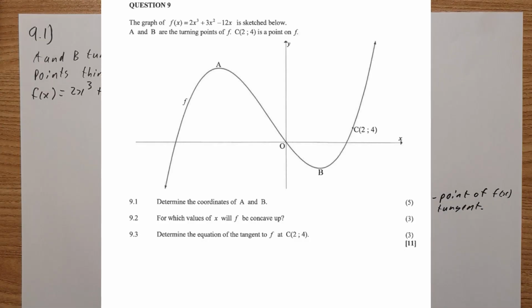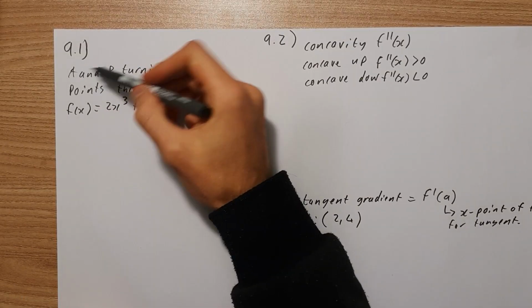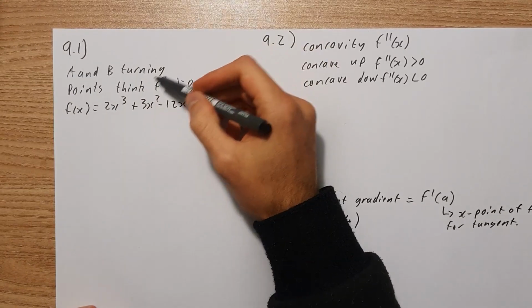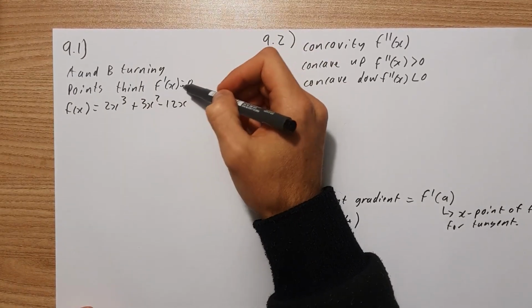Okay, let's have a look at question 9. Question 9 is asking us to use calculus in order to find missing values or properties of a cubic function. Question 9.1 says determine the coordinates A and B. Looking at the graph, you should notice that A and B are turning points, so you should be thinking of the derivative of f equals 0.